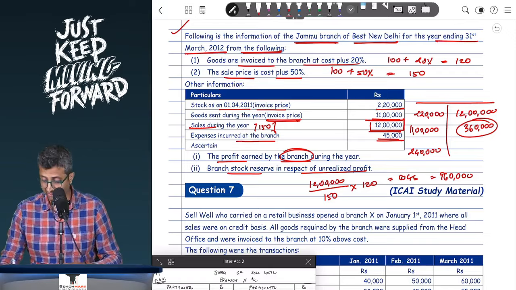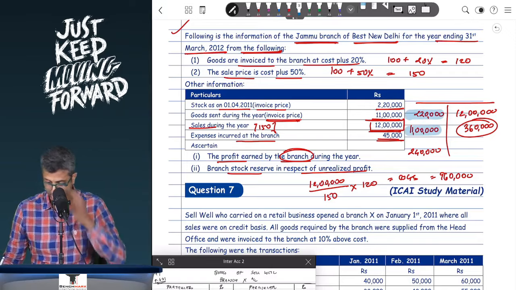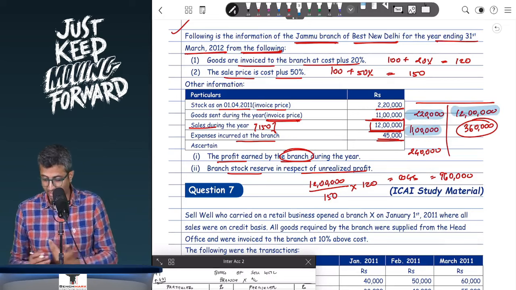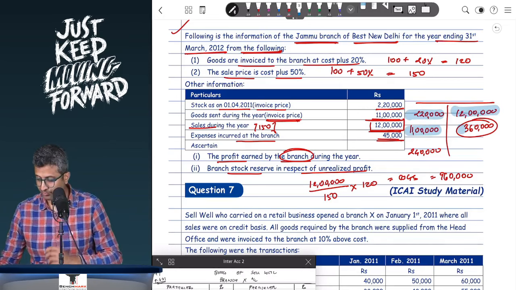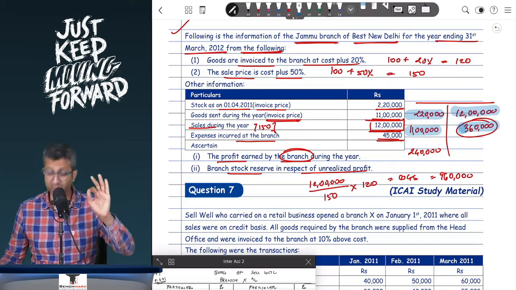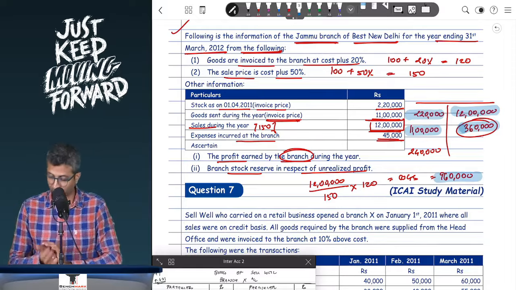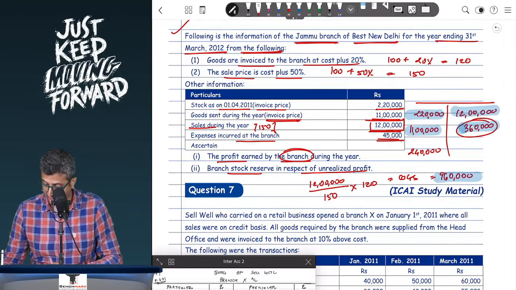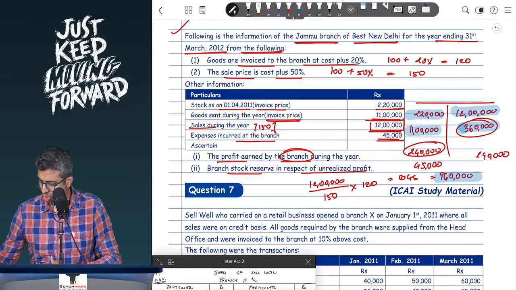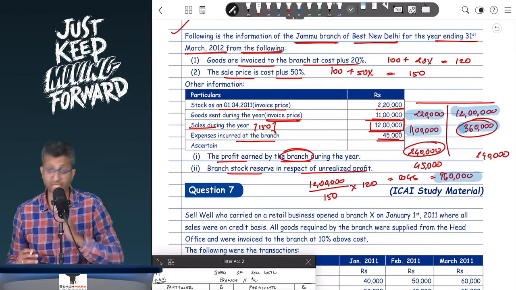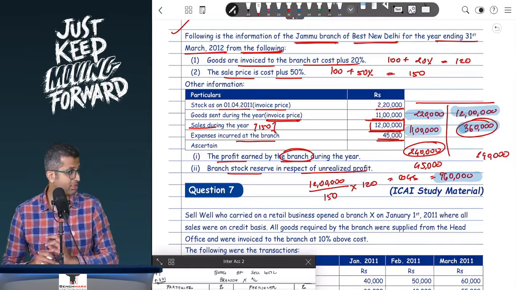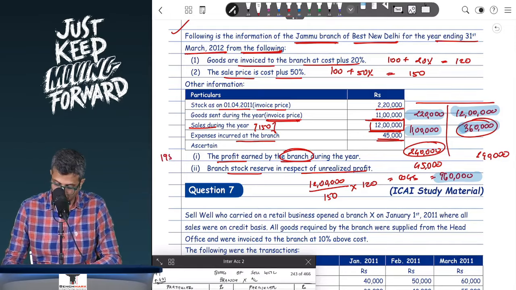So over here you have taken everything at invoice price. But this is actual sale price. So if I do 220 plus 11 minus 360, I'll get my COGS at 9,60,000 and hence 2,40,000 is my profit. From this I'll later subtract 45,000 to get net. So 2,40,000 minus 45,000, and I'll get 1,95,000 as my final profit.